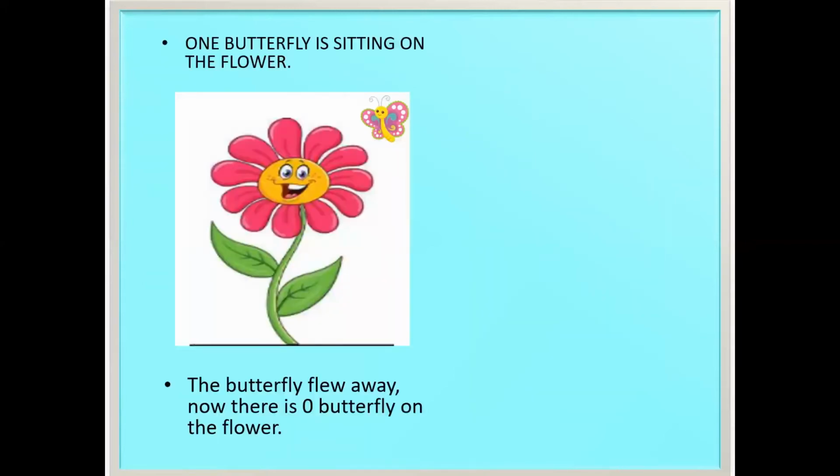Let us understand this with one more example. We have a beautiful flower and a butterfly is sitting on it. The butterfly flew away. How many butterflies are there on the flower now? There is zero butterfly on the flower. Thus, zero means nothing.